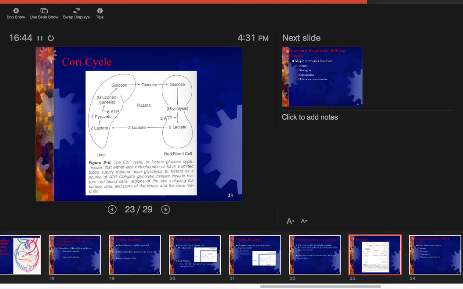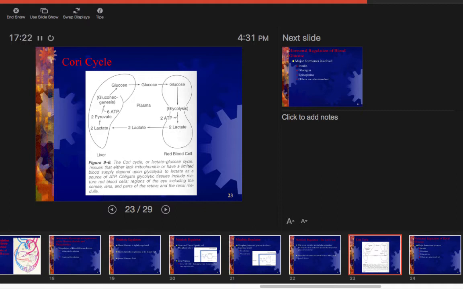Okay. One more question about this. Is the Cori cycle an effective way to increase the concentration of blood glucose? Who says yes? Who says no? It was 6-2, I think.